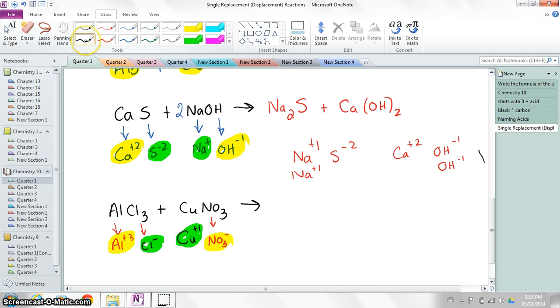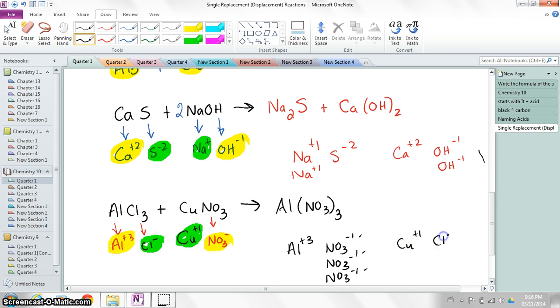So how does that happen? Aluminum is +3, nitrate is -1. So we need to get the charges to balance out. I'm going to need 3 nitrates because that will be -1 plus -1 plus -1, a total of -3, which will balance out the +3. So that compound will be aluminum nitrate, Al(NO3)3, which leaves copper +1 and chloride left to do the chemical tango, and we just need one of each to get it to balance out.